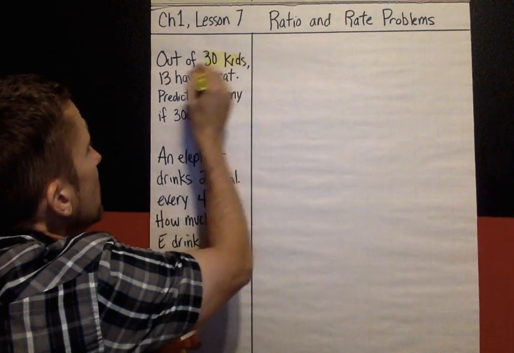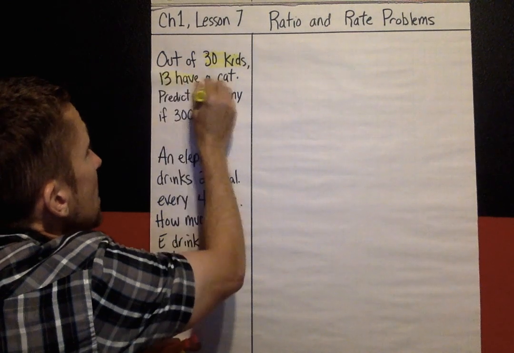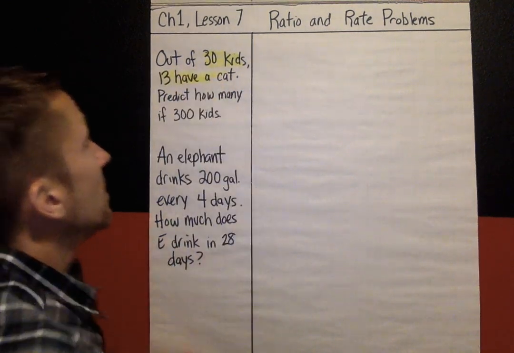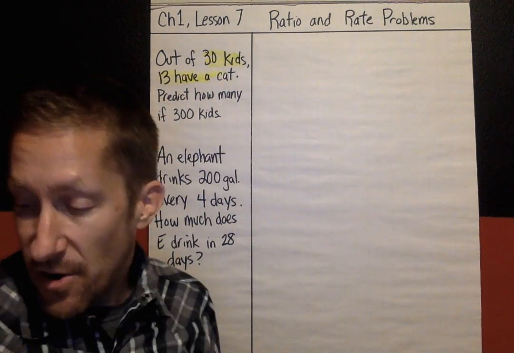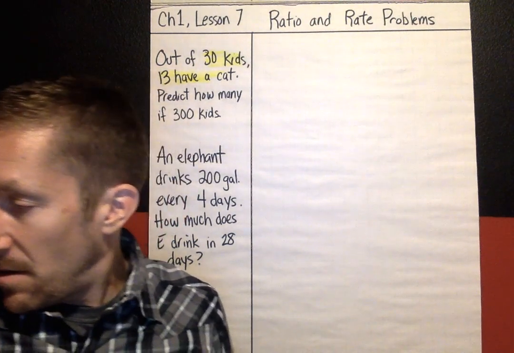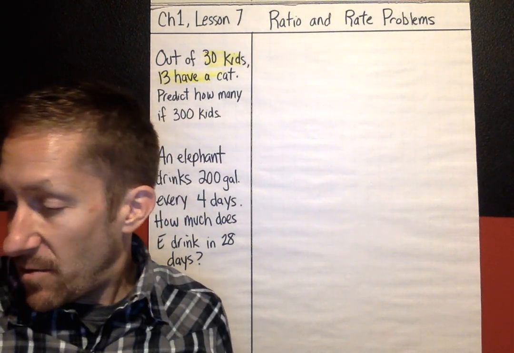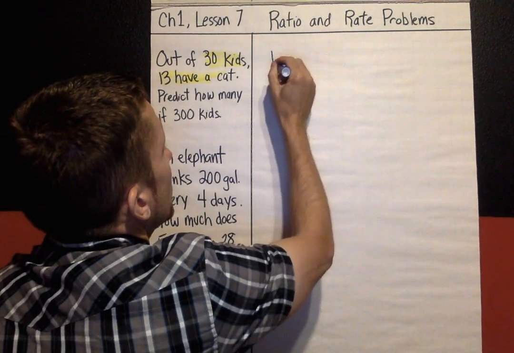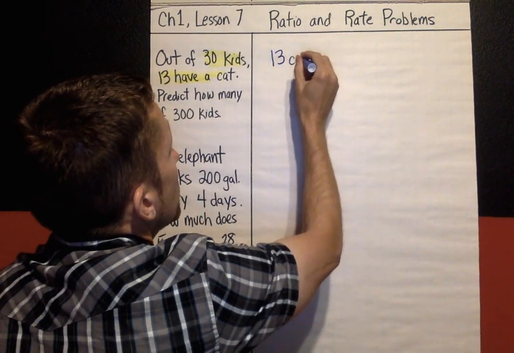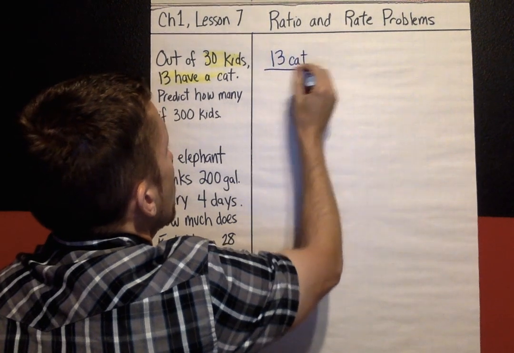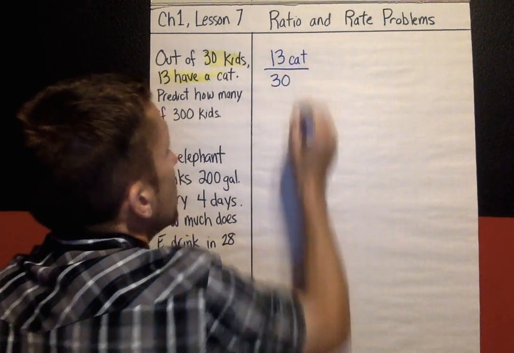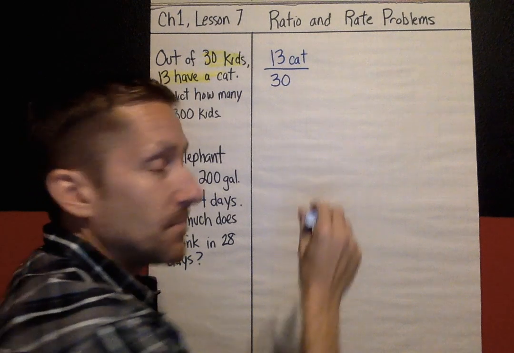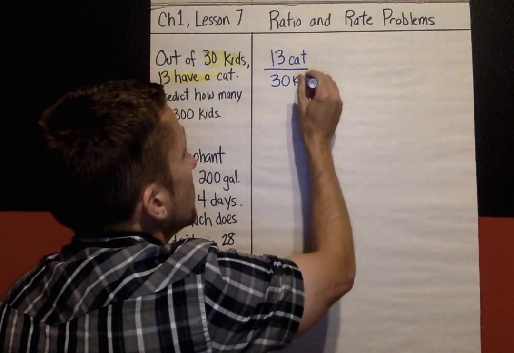So the first ratio that I see is this. 30 kids and 13 have a cat. So that's going to be my starting ratio. And I'm going to label it like this. 13 students have a cat out of 30 students total, or 30 kids.